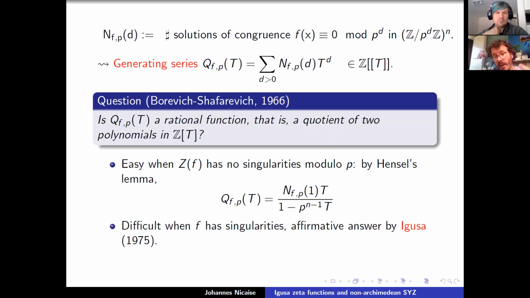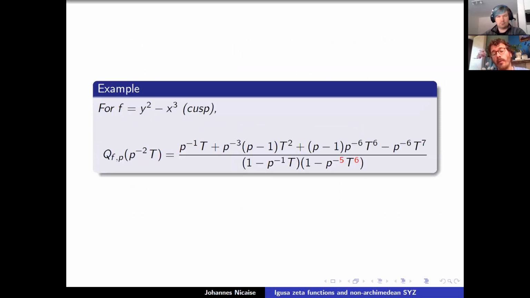But as soon as f has singularities, the problem becomes much more tricky. The shape of this generating series can be quite complex. In this case, it was still proved that the generating series is always rational, and this was a major result by Igusa in 1975. So before recalling the strategy of Igusa's proof, let me show you an elementary example.